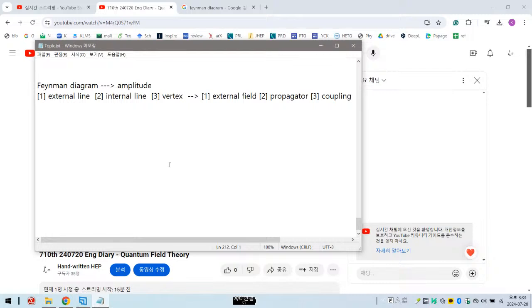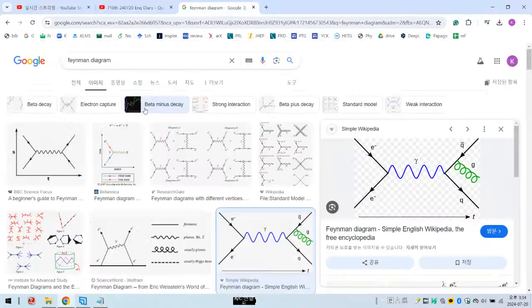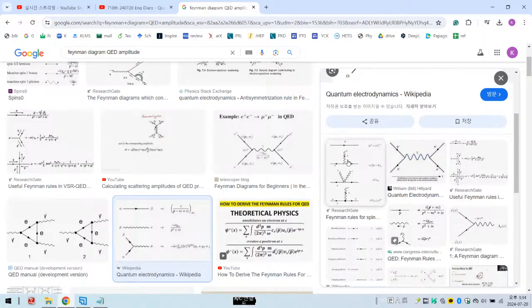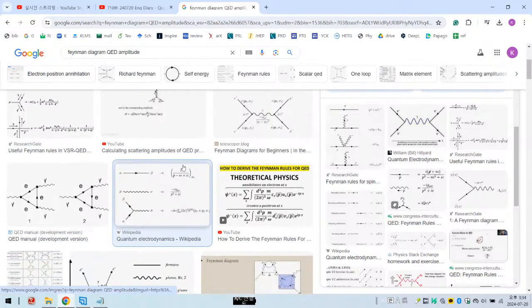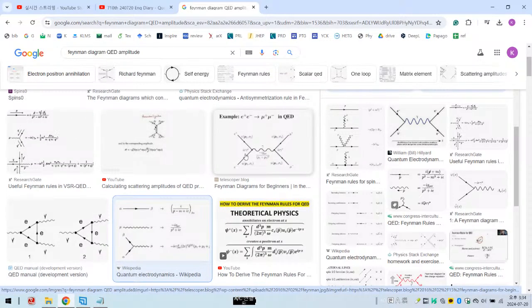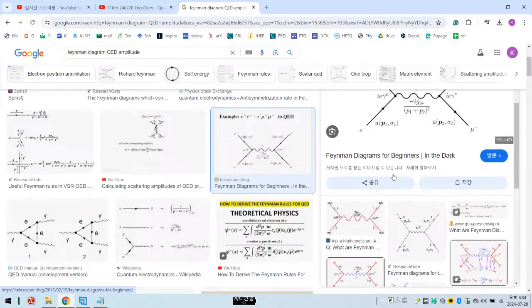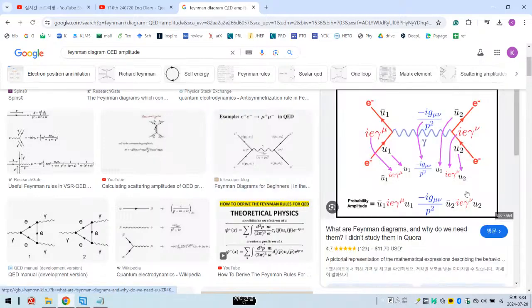Maybe I will give some example of QED. Already I discussed QED interactions, QED scattering. In the Feynman diagram for the QED amplitude, the propagator, the vertex giving the coupling, and the external line each give us some contribution to the amplitude. Maybe the good examples are also here. The external line gives the external wave function, the vertex gives the coupling, and the internal line gives the propagator. This one is a very good example.